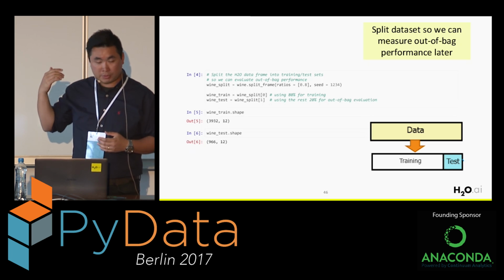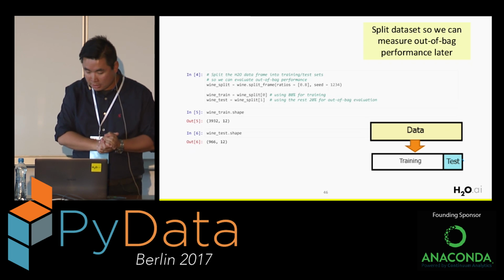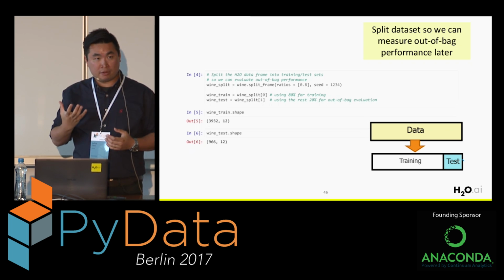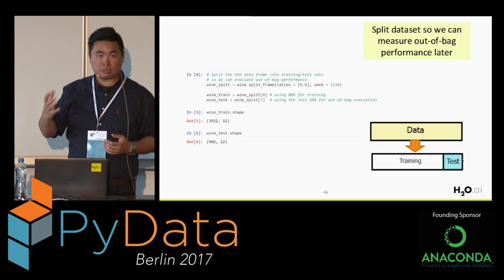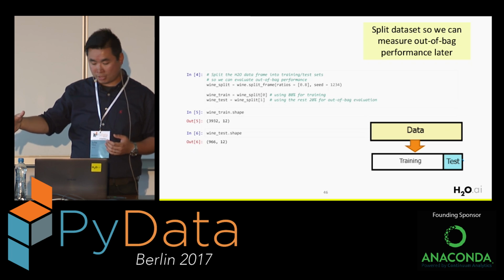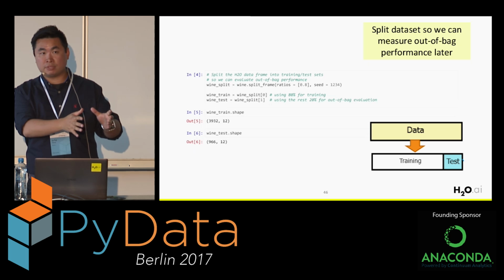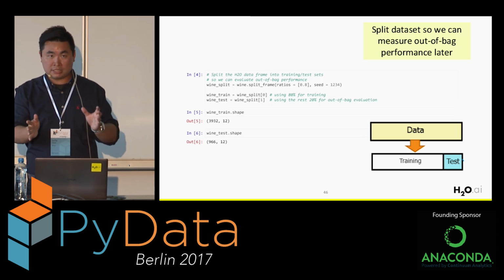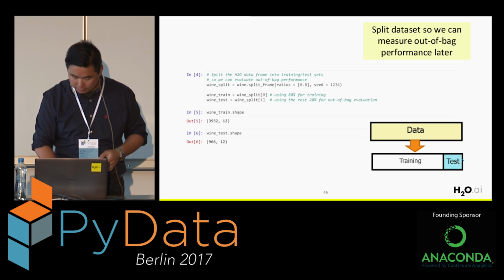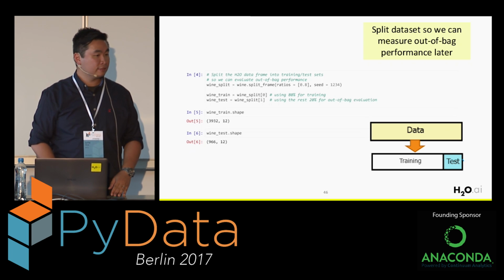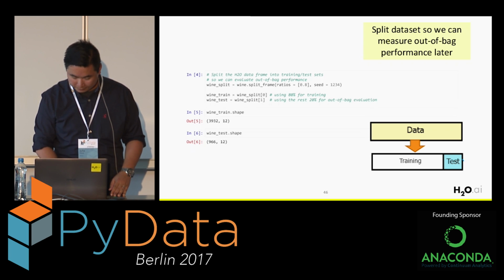We're using the split_frame function in H2O, and then you can specify a ratio. The first number is 0.8, so H2O will automatically figure out the rest of the percentage. You just say, I want 80% for training, and then you have two data sets, 80% and 20%. Everything OK so far? Yeah, some basic stuff.